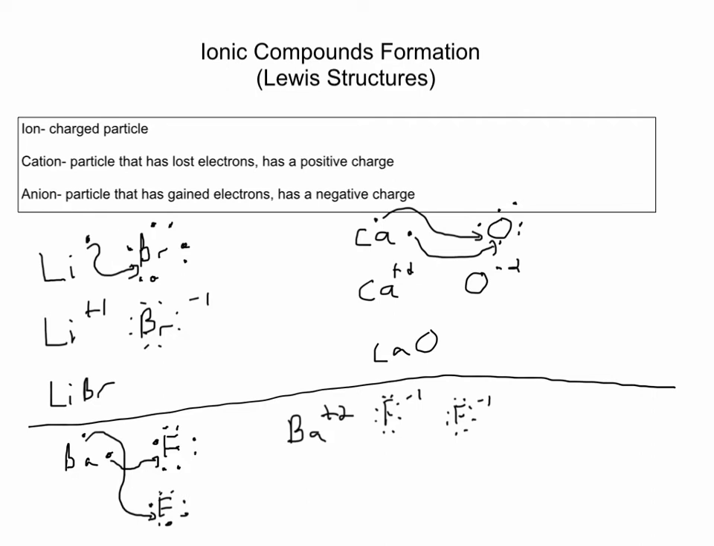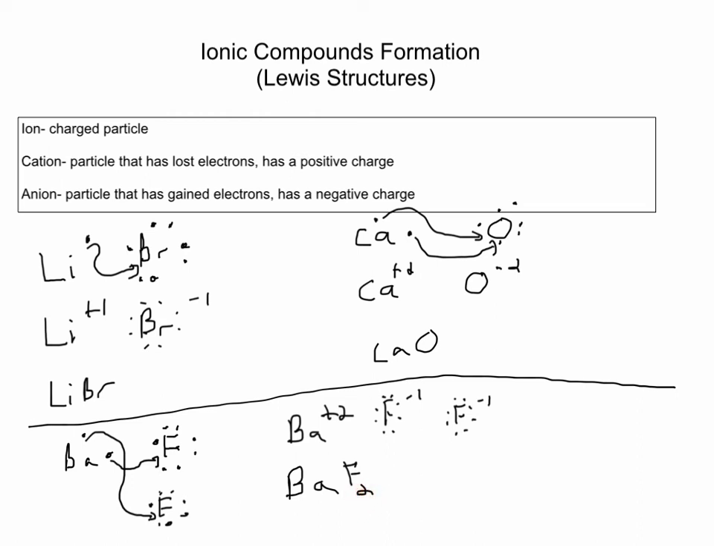Notice again that our signs are opposite but equal in absolute value. Barium's positive, the fluorines are both negative. The total positive charge is 2. The total negative charge is 2. It's balanced. So our final compound is actually BaF2.